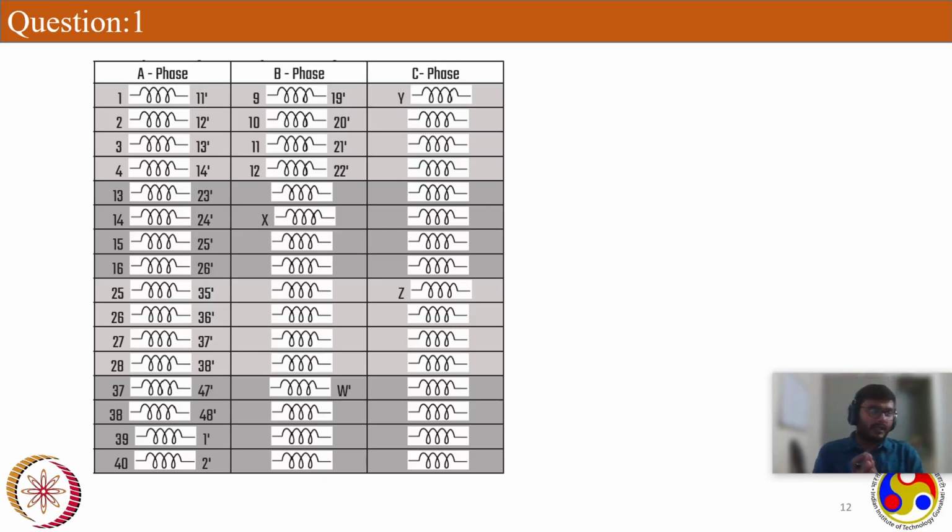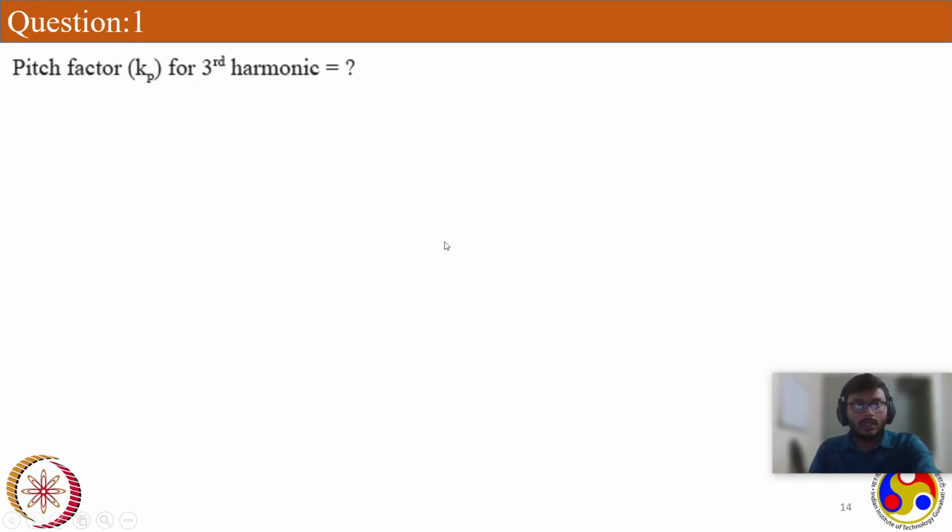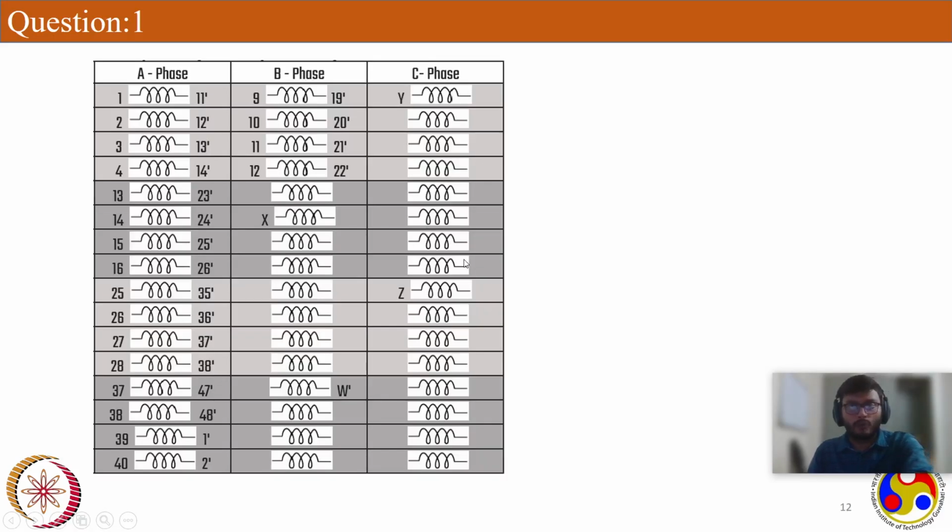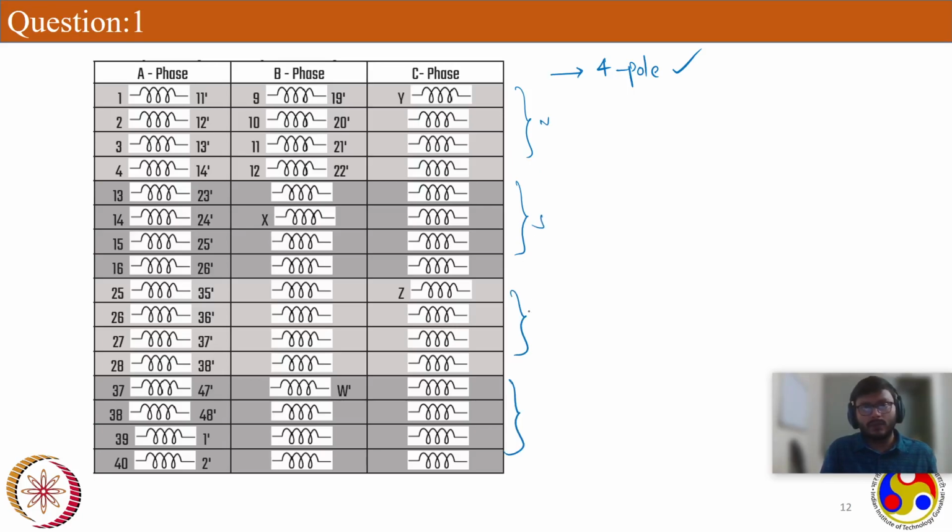Now, looking at the figure, it was given in the question that it's a four pole machine. We can also see from here the poles, sets of, let's say, north, south. If it is north, if it is south, it's also given in the question. Now, looking at the diagram, how many phases are there?